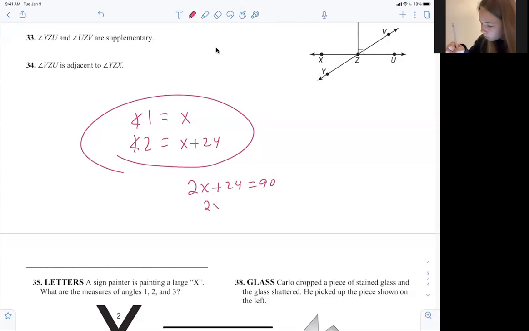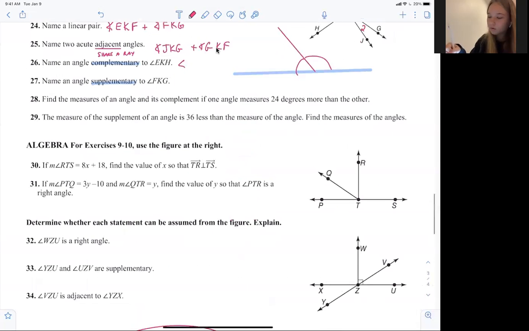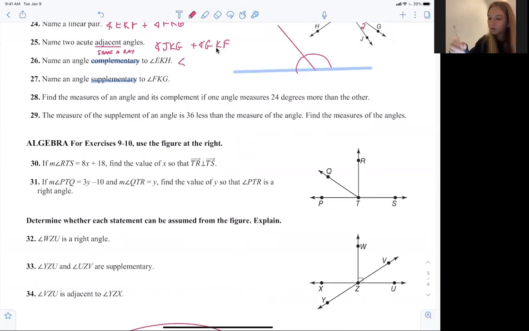So X equals, tell me. I got 33. Yeah, I got that. Right. So the first angle would be 33 degrees and the second angle would be what? 57 degrees, right? And if you add those up, they add up to 90 and one's 24 more than the other. That's kind of easy. All right, let's look at the next one now. Probably the same thing. All right, so let me give you a second. Everybody do 29.